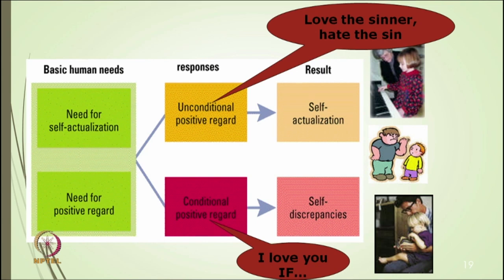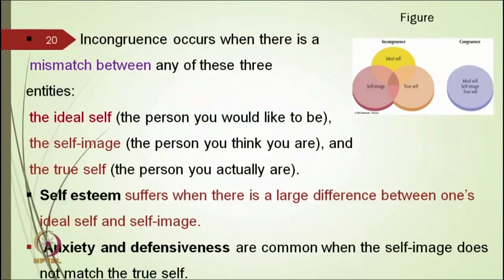So that's the positive direction. On the other hand, another basic need is the need for positive regard, which is from society's side. And here we have conditional positive regard. So this conditional positive regard leads, in terms of result, to self discrepancy between real self and ideal self, and that is the cause of abnormal behavior in some settings. So this incongruence occurs when there is a mismatch between any of these three entities.